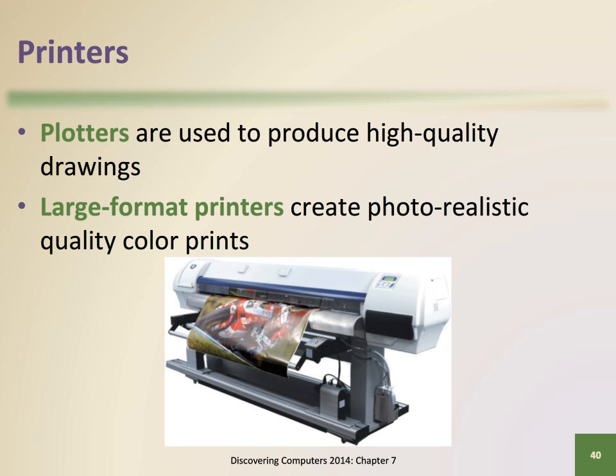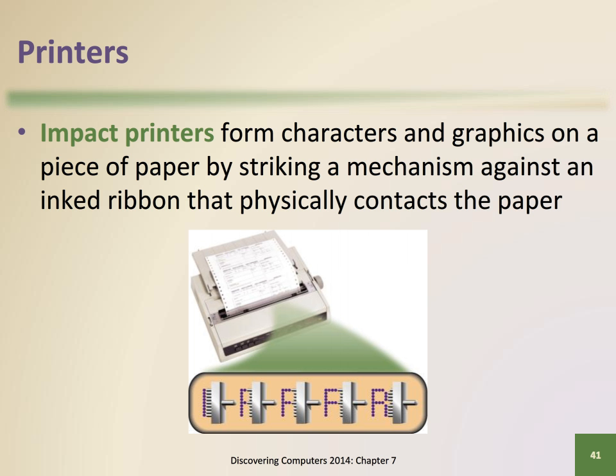Plotters are used in specialized fields to produce high-quality drawings, and large format printers create large, photorealistic quality color prints. An impact printer forms characters and graphics by striking a mechanism against an inked ribbon that physically contacts the paper. The dot matrix printer and the line printer are two examples of impact printers. Images are produced when tiny wire pins on a print head mechanism strike an inked ribbon.